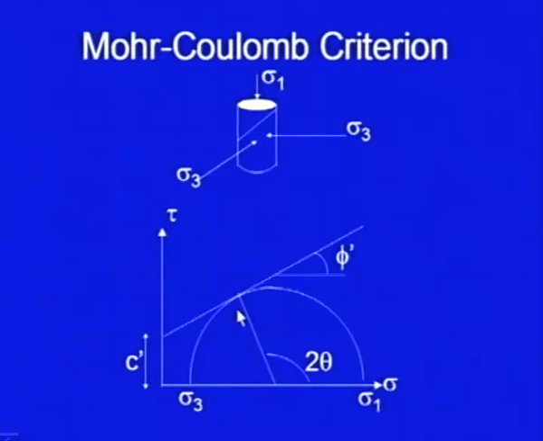So, the condition for failure is, this is the failure envelope, and the failure envelope touches this circle. When the circle touches it, it is the limit equilibrium case. So, the sample is just at the verge of failure. So, at angle 2 theta here, this point represents the limit equilibrium condition.